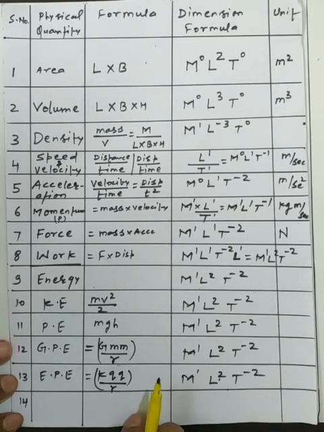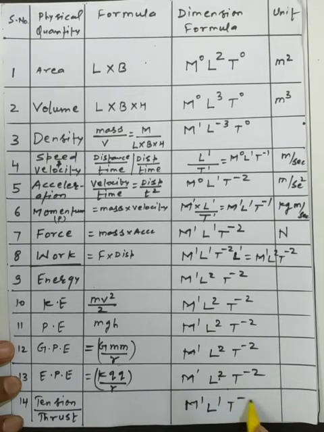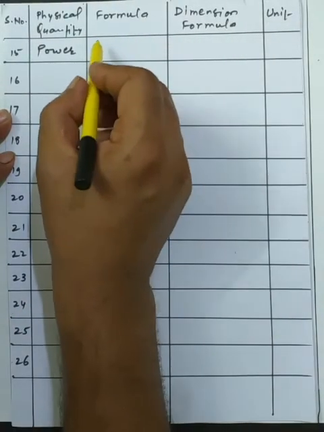Okay, now the next quantity we can take, that is called the tension. I am just writing tension, thrust, upthrust. So all of these have the same formula as force, M1 L1 T minus 2. Now next we have the power.